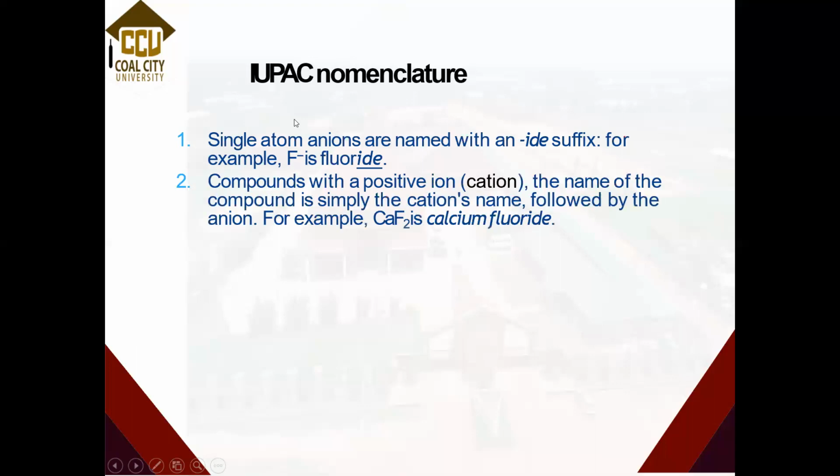So what if the compound is a cation? The name of the compound is simply the cation's name, followed by the anion. For example, if I have a compound having a positive cation of calcium reacting with a fluorine, I'll call the positive atom alone, that is calcium, but for the fluorine being an anion, I'll call it fluoride. So that's calcium fluoride, calcium carbide, calcium iodide, calcium arsenide, etc.